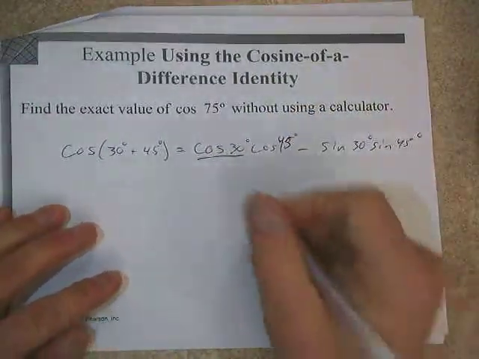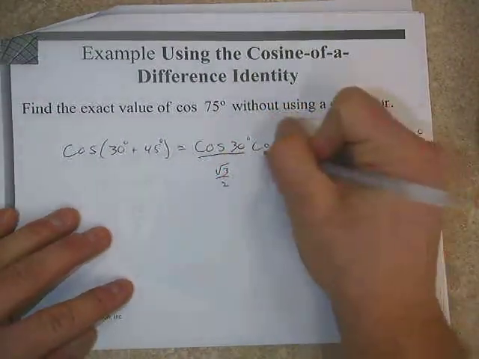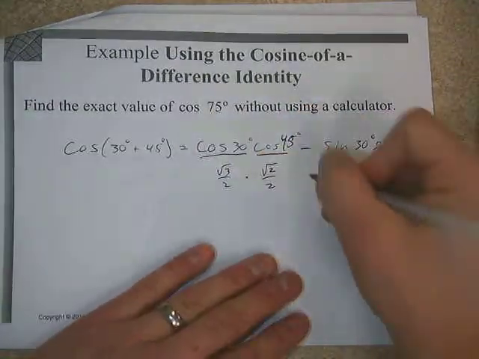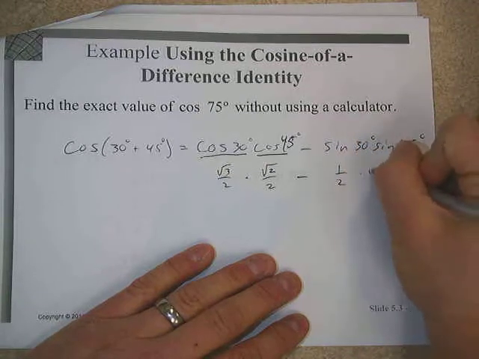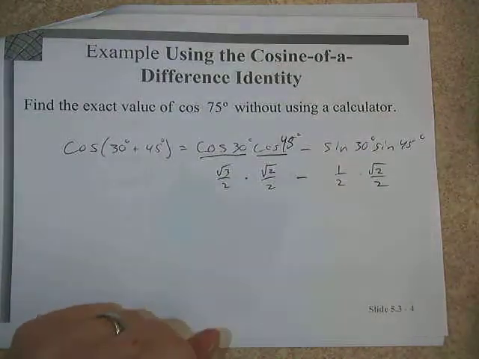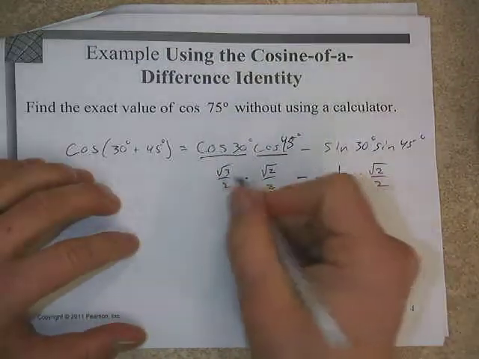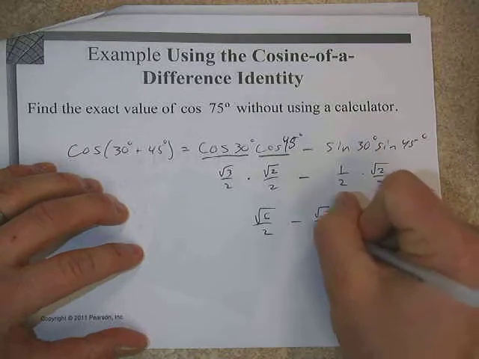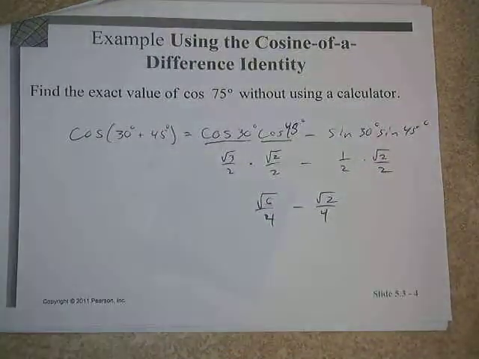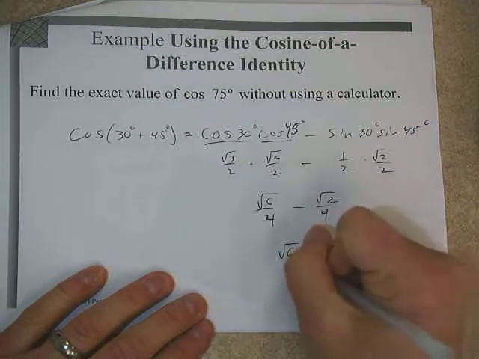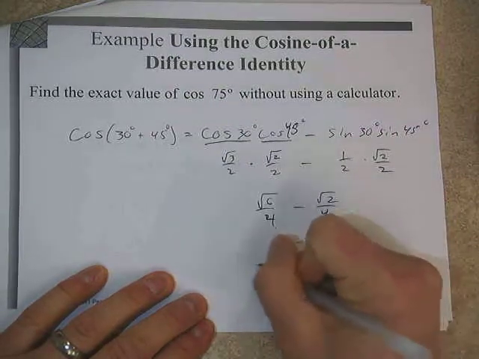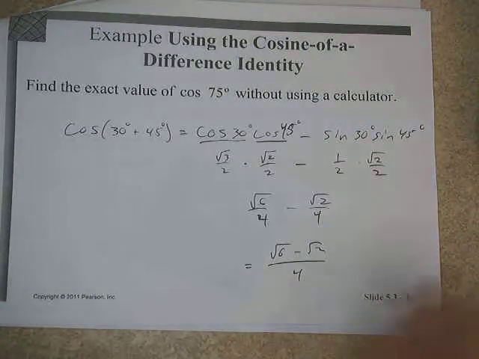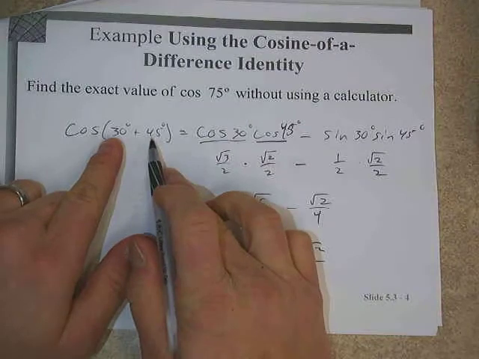Now, once we know that, we can fill in the blanks here, because we know the cosine of 30 degrees is radical 3 over 2. We know the cosine of 45 is radical 2 over 2. Of course, they're next to each other, it means multiply. Sine of 30 is a half. Sine of 45 is radical 2 over 2. And then from there, if we do the math, we get radical 6 on top, 2 on the bottom, radical 2 over 4 on the bottom, and 2 times 2 is 4. And so a final answer here would be radical 6 minus radical 2 all over 4. So that would be the exact value of the cosine of 75, without using the calculator.